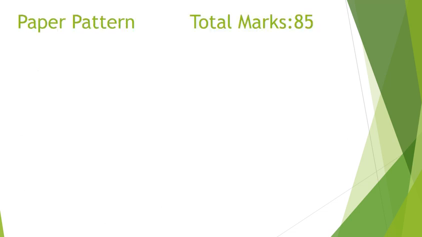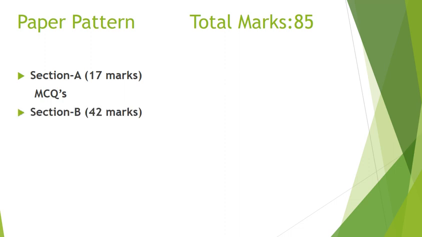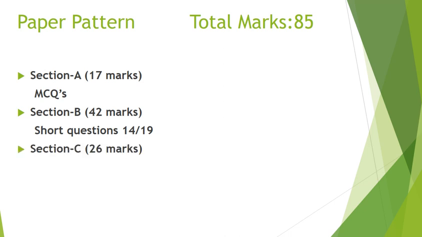Now comes paper pattern. Total marks of your paper is 85. Your paper is divided into 3 sections. Section A consists of 17 MCQs with 17 marks. Each part carries 1 mark. Section B is of 42 marks. There are total 19 questions in this section and you have to solve 14 questions. 3 marks for each question.